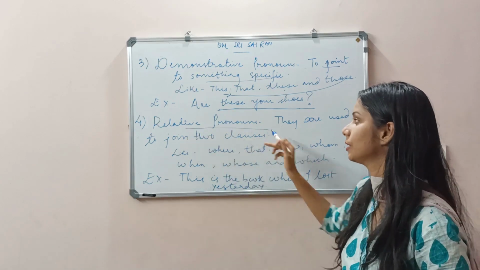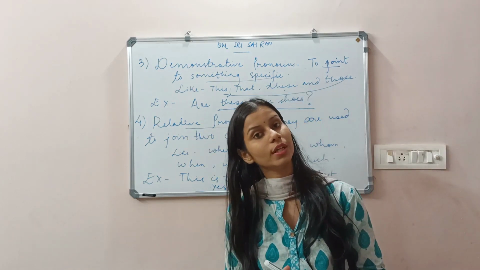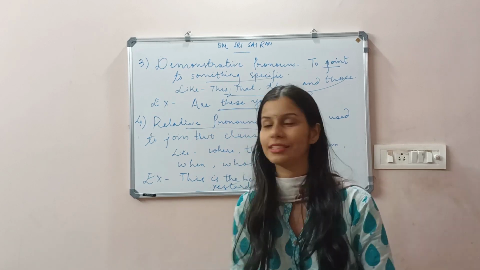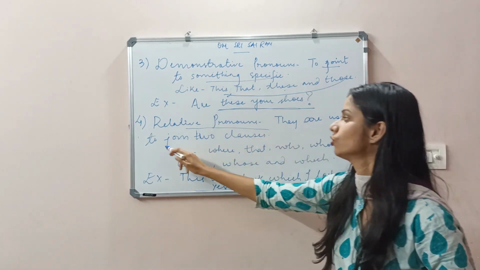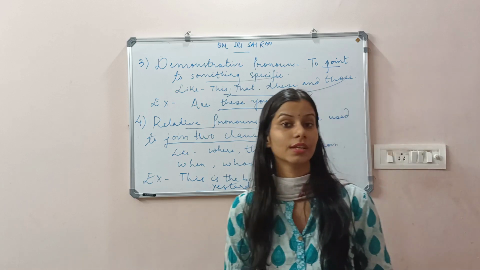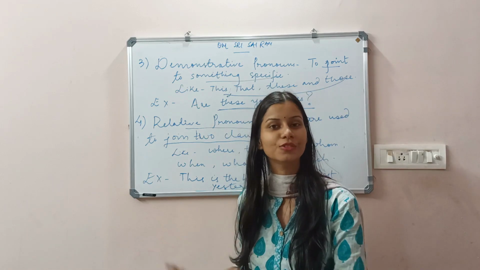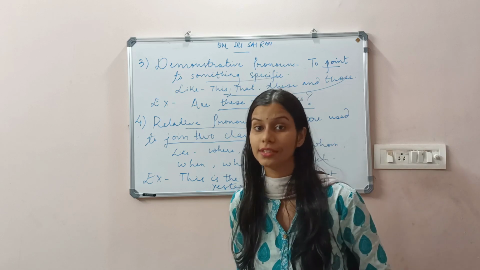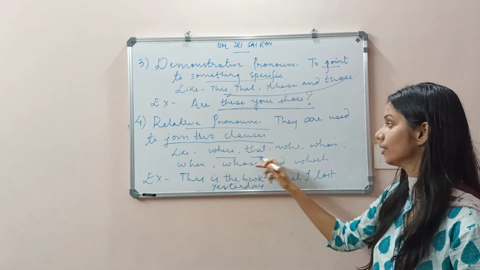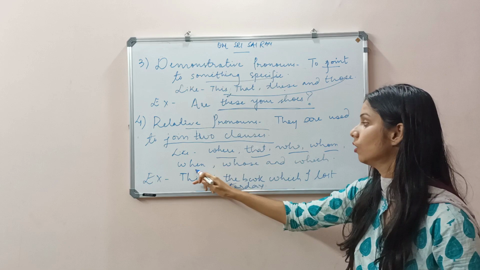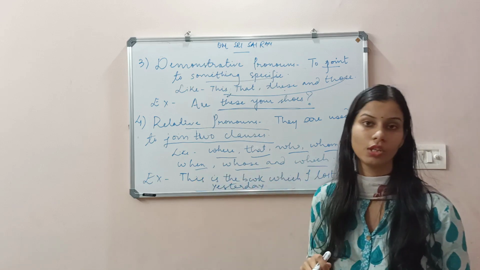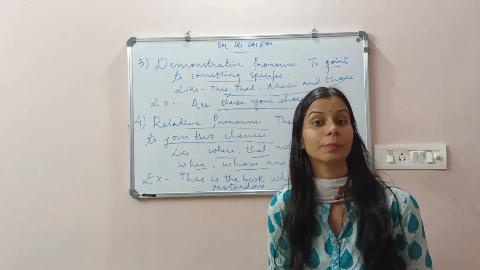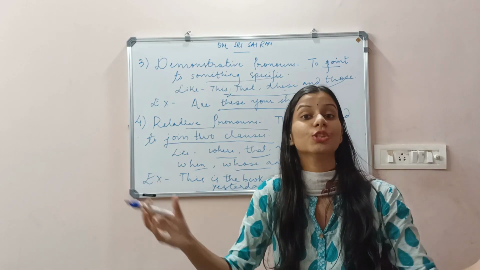Next is relative pronoun. Relative pronoun, the word means which relates something. Okay, which joins something. So they are used to join two clauses. The relative pronoun helps to join two sentences. What are the pronouns used under relative pronouns? Where, that, who, whom, when, whose, which. So these are the words which are used as relative pronouns. That means it joins two sentences.